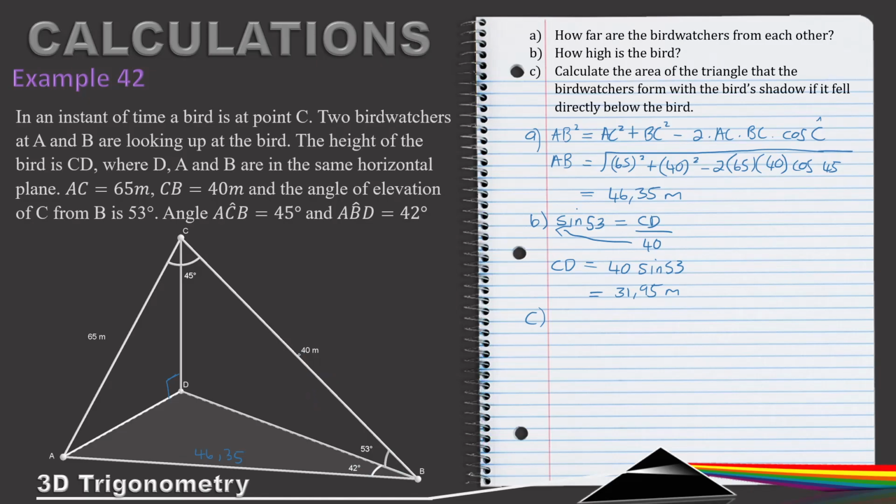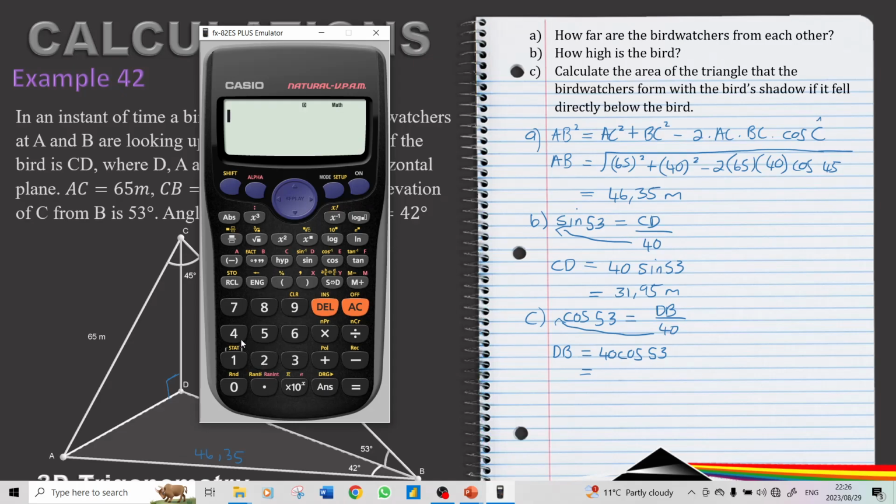And we can do that also with one of our trig ratios, and from this angle, that is going to be the adjacent side, and then we also have the hypotenuse. And adjacent over hypotenuse is cos, so I'm going to say cos of 53 is equal to adjacent over hypotenuse, so that's DB over 40, and then just solve for DB again. So multiply the 40 up, we get DB equals 40 cos of 53. Okay, and then we use our calculator. And that's 24,07.